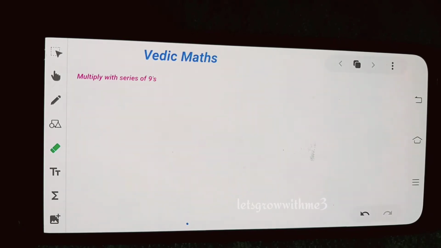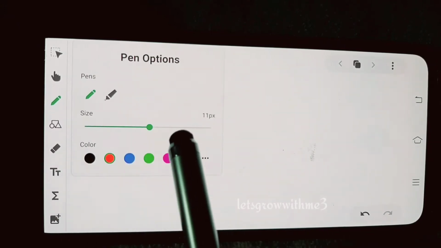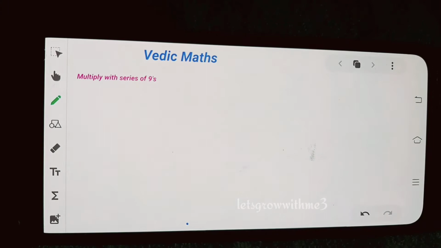So let's start today's topic. Today also we are going to discuss Vedic maths. In this we are doing a multiplication series. We saw different kinds of questions and different methods to solve multiplication problems in an easy way.